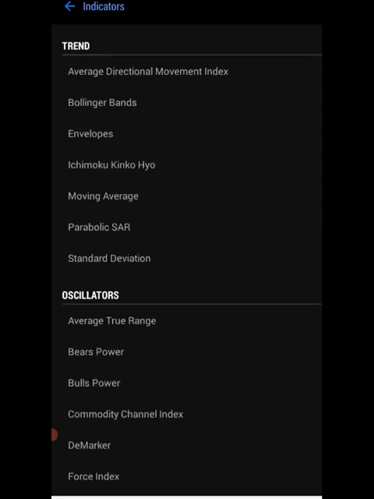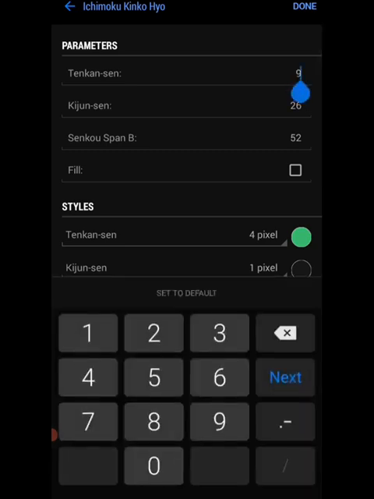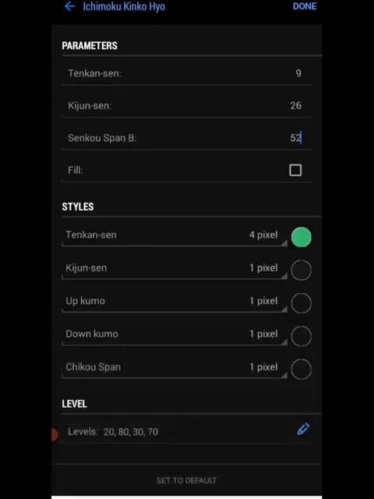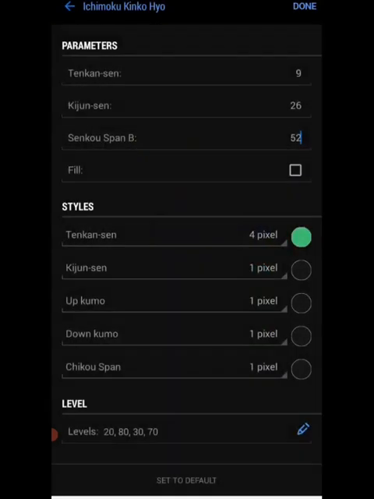Then you select the Ichimoku. The Tenkan-sen is 9, as you can see, 9. The Kijun is 26. Then the Senkou Span is 52. Don't fill it. For the Tenkan-sen color, you use green. Please, guys, listen attentively. Use green. Don't skip any part of this video. You use green. The Kijun, you use black, 1 pixel.